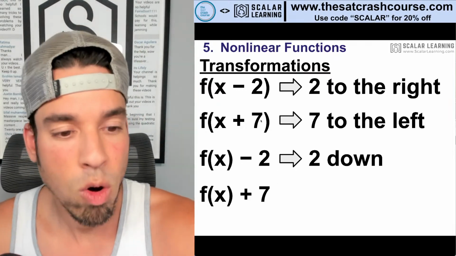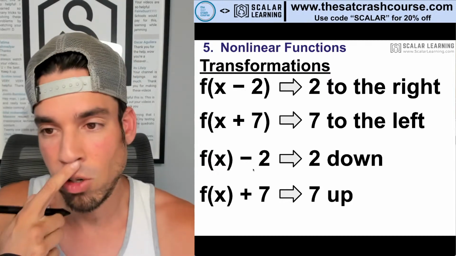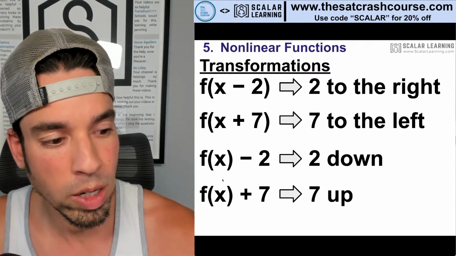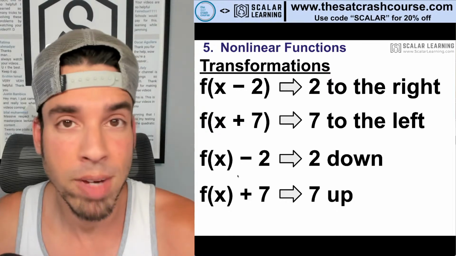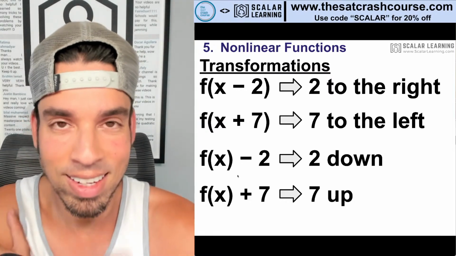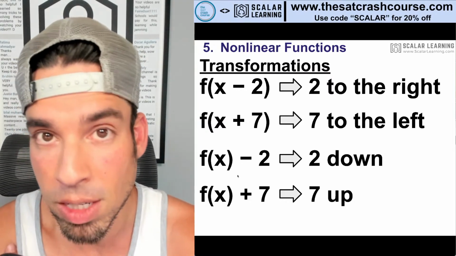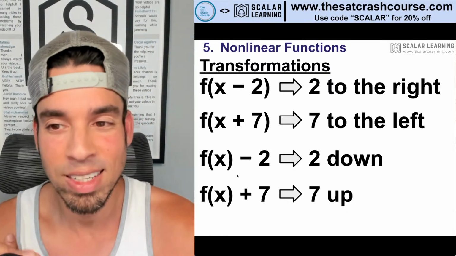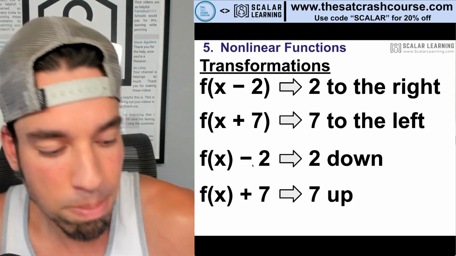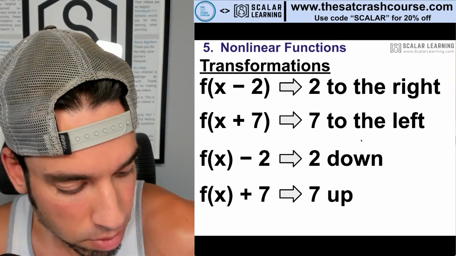By the way, you can always verify these using Desmos if you're unsure. There's really cool ways you can type in a function like f of x equals whatever the function is. And then in a second line, you can type in f of x minus 2 and see what happens. And you'll see in real time, oh yeah, minusing 2 actually shifts it to the right, not the left.